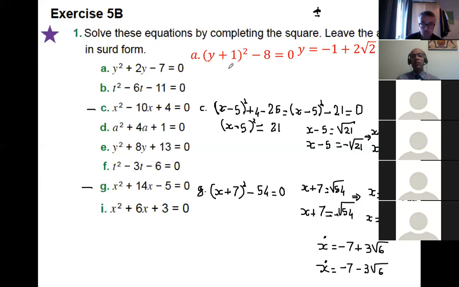And we take away the 1 on each side, then we get minus 1 plus root 8. The root 8 is root 4 times 2, which is 2 root 2. That's for the first.